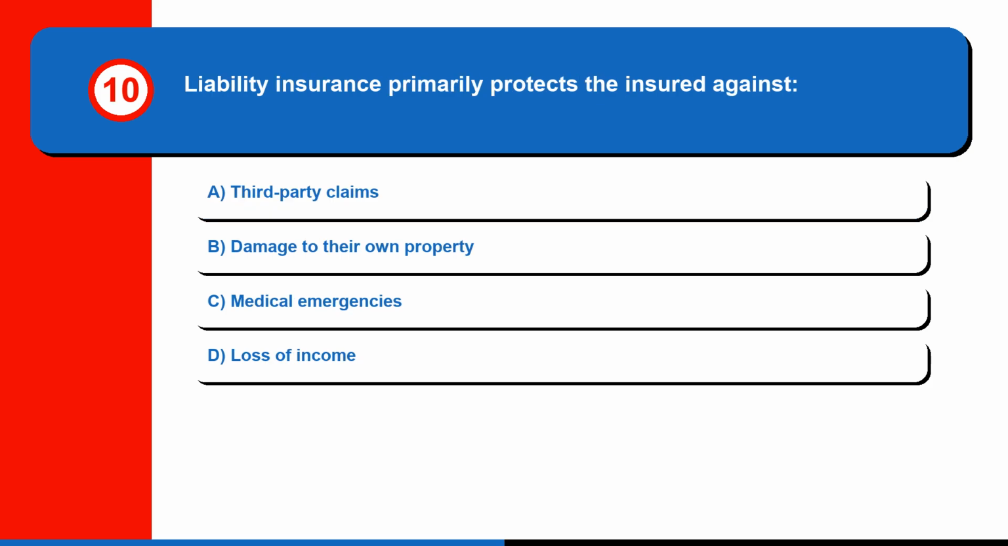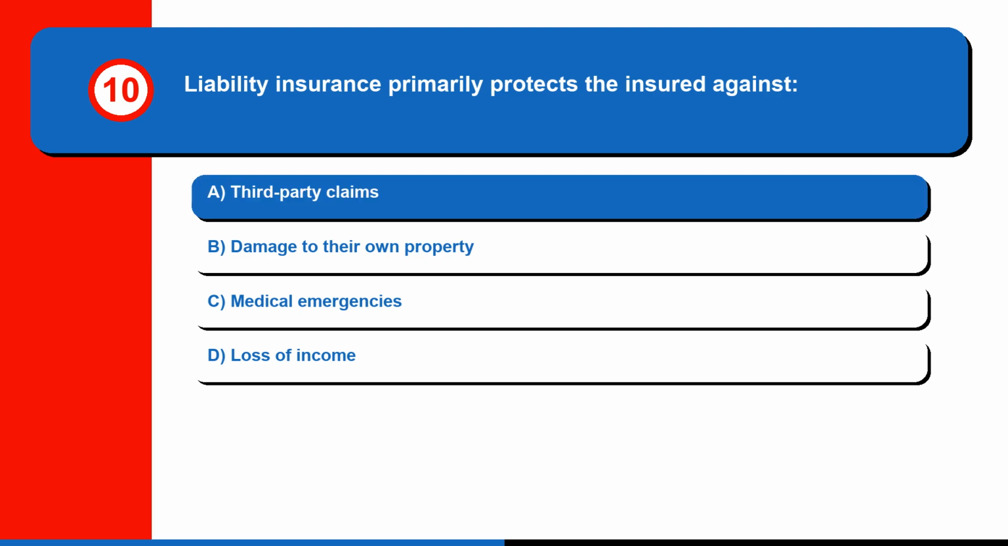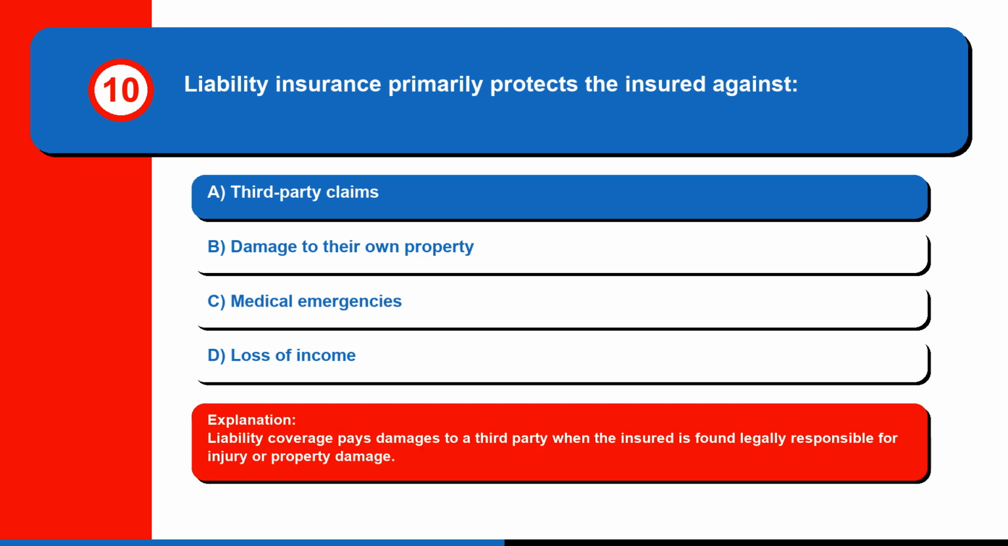Question 10. Liability insurance primarily protects the insured against A. Third-party claims, B. Damage to their own property, C. Medical emergencies, or D. Loss of income. The correct answer is A. Third-party claims. Liability coverage pays damages to a third party when the insured is found legally responsible for injury or property damage.